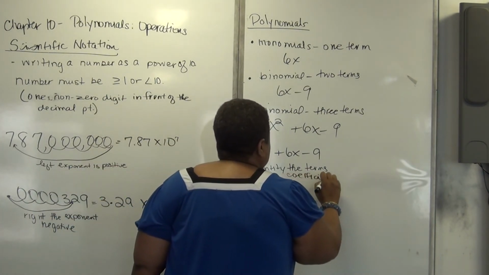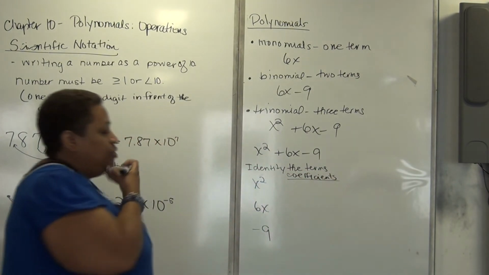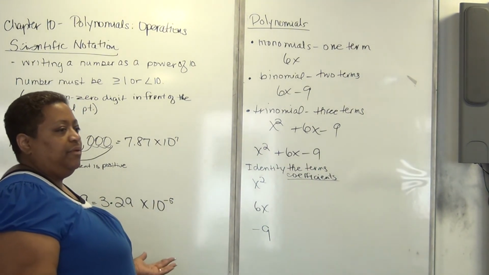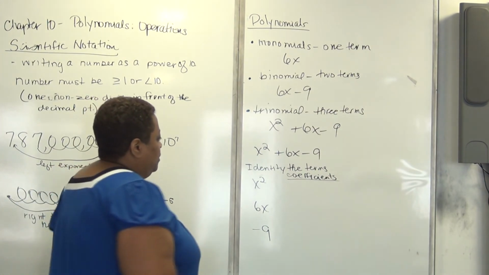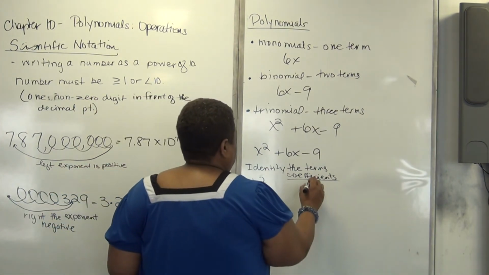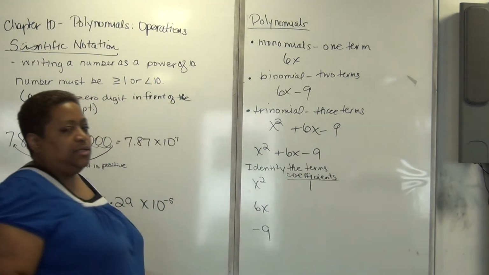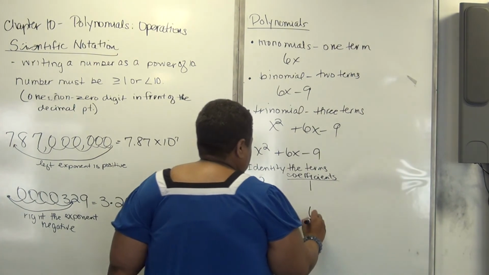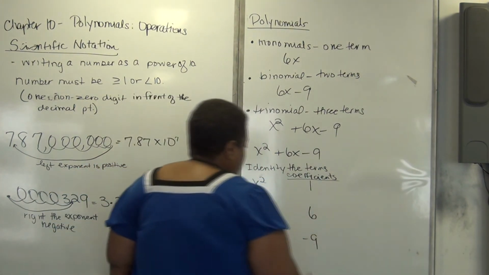Coefficient. What is the numerical number in front of the variable? What is the numerical representation? So the coefficient of this term would be 1. When there's no number in front of the variable, it's understood to be 1. Well, 6x would be 6. And for this one, -9.